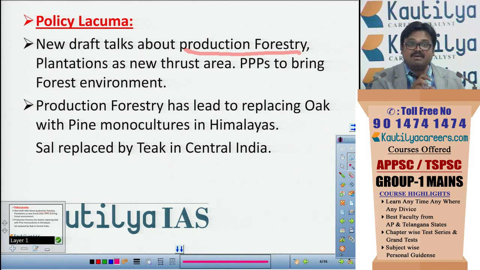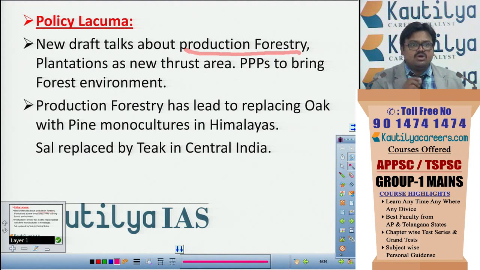So therefore the private players are being allowed to utilize the forest resources. These two things are the major problems that have been identified by the new draft policy. If you look at some of the examples, like the production forestry has led to replacing oak with pine monoculture in Himalayas, and in Central Asia, the sal replaced by teak in Central India.